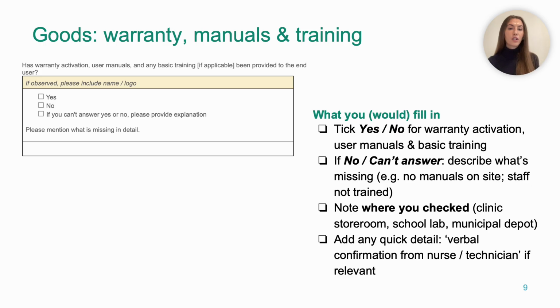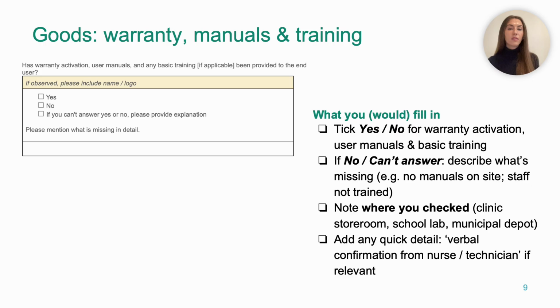Very often the tender for goods doesn't only buy boxes, it buys the equipment itself, a warranty, user manuals in the local language, and sometimes even a short training session so that nurses, teachers or technicians can actually use the items given. So on this screen you see tick yes or no depending on whether warranty activation, manuals and basic training have been provided. But if you tick no or can't answer, you need to explain exactly what is missing.